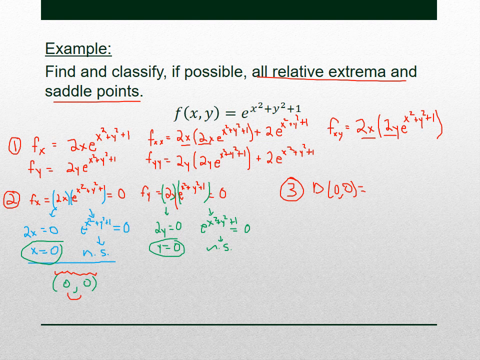Okay, so that's the end of step 2. We found the critical value, only one of them, and it was (0, 0). This kind of looks like a little dude, maybe. Like, if he was smiling.